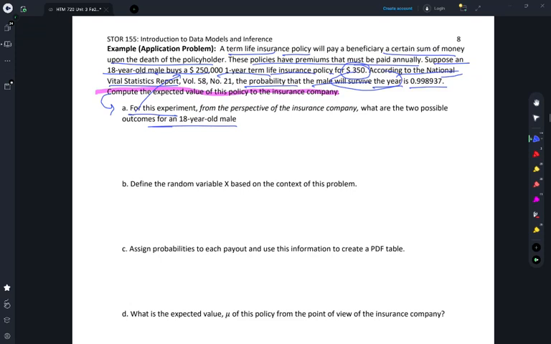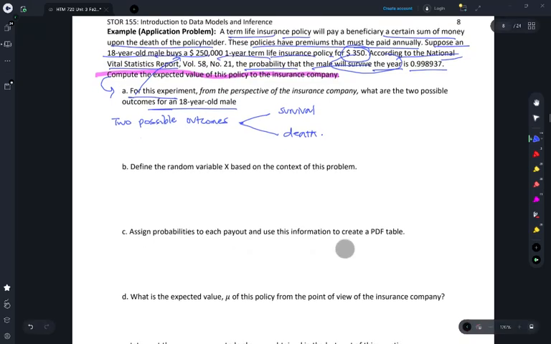Well, two possible outcomes: either survival or death during the year. Two possible outcomes, and that will be either survival or death. These are the outcomes of interest.